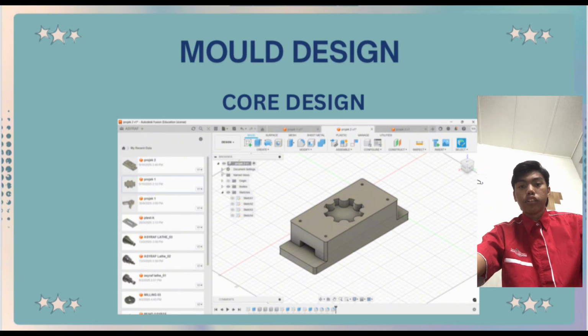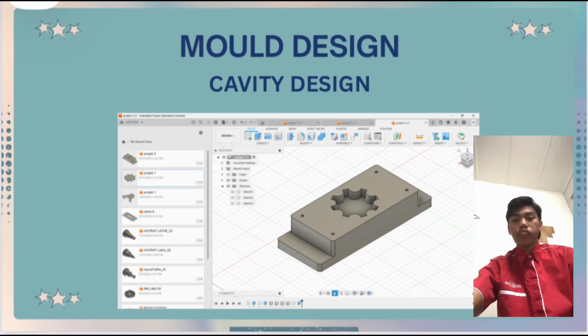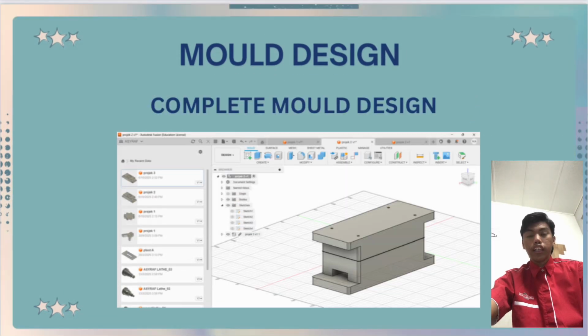Mold design. This is my core design, and this is my cavity design. And lastly, this is the complete mold design.